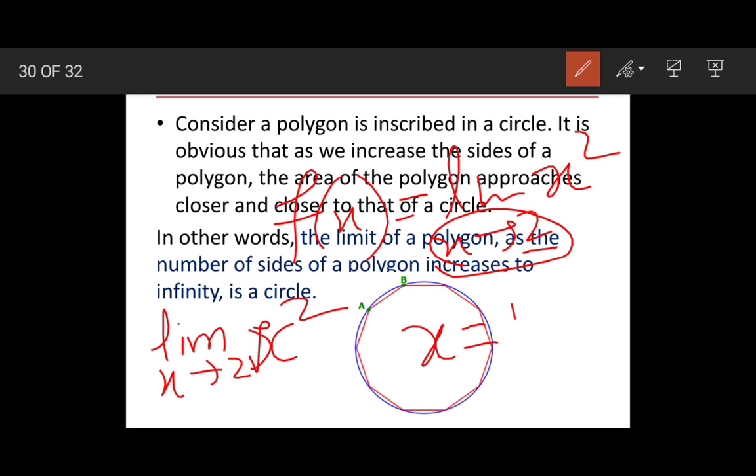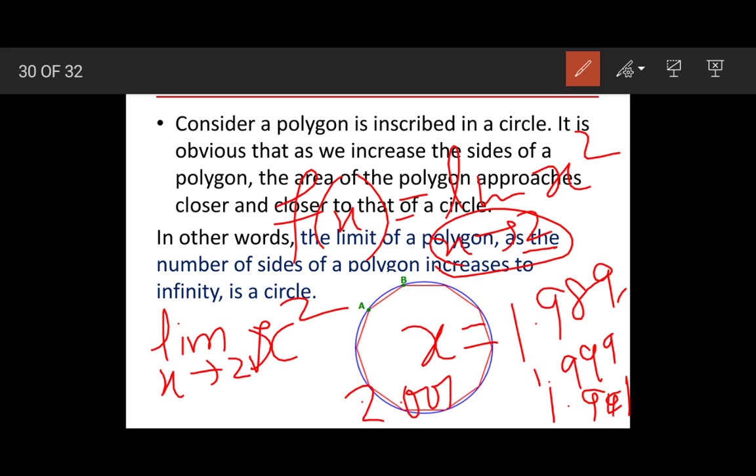So here x will be 1.989, then 1.999, then 1.921, like this. Values of x will be like this. Then 2.001. So the x values are close to 2, nearby 2, but not exactly 2. Then we are going to find this limit, which is denoted by L. So L is equal to limit x tends to 2 of x square.